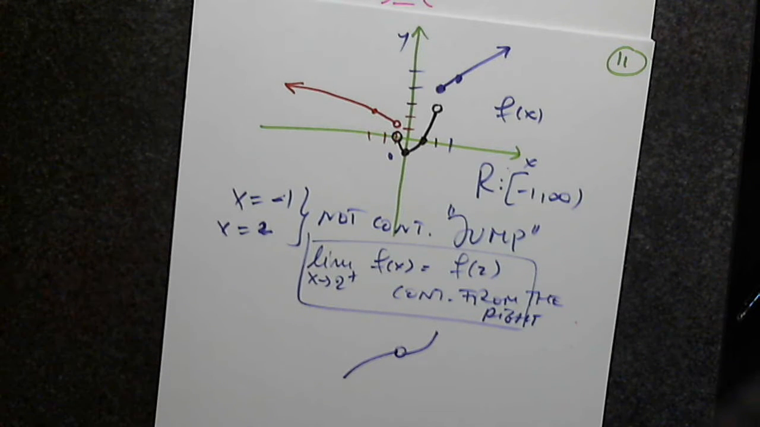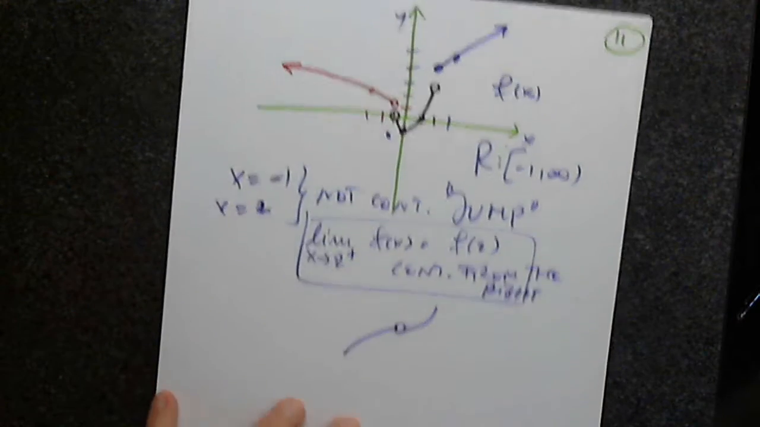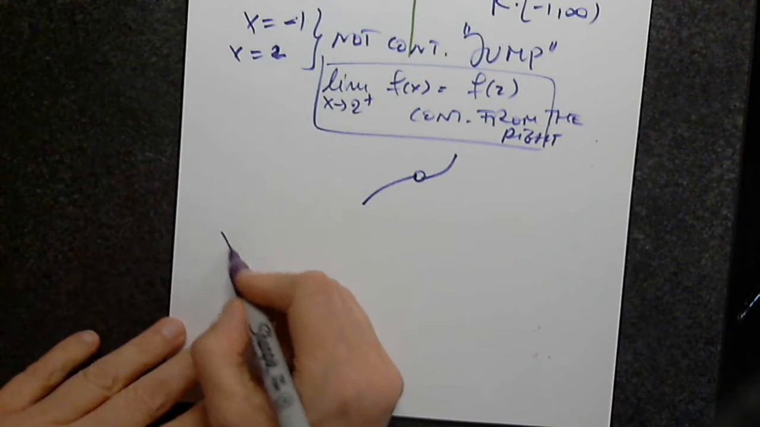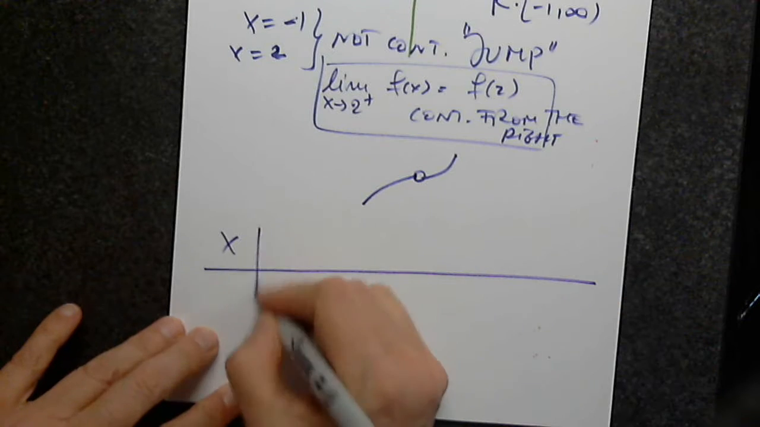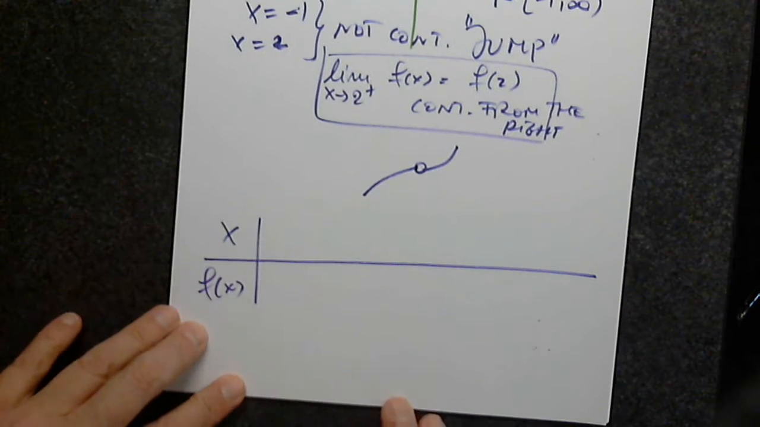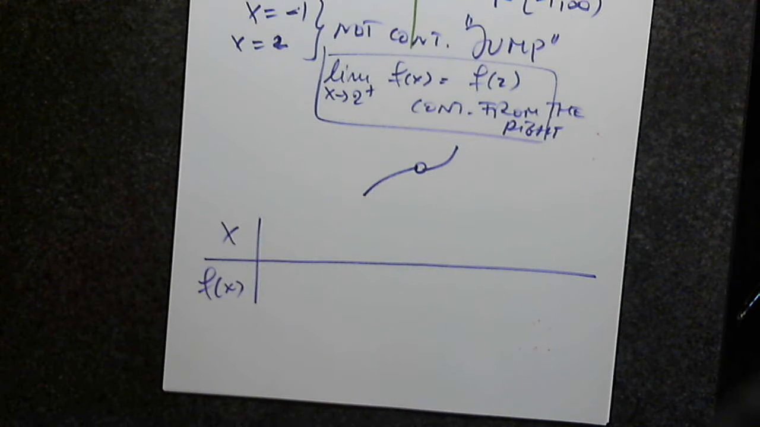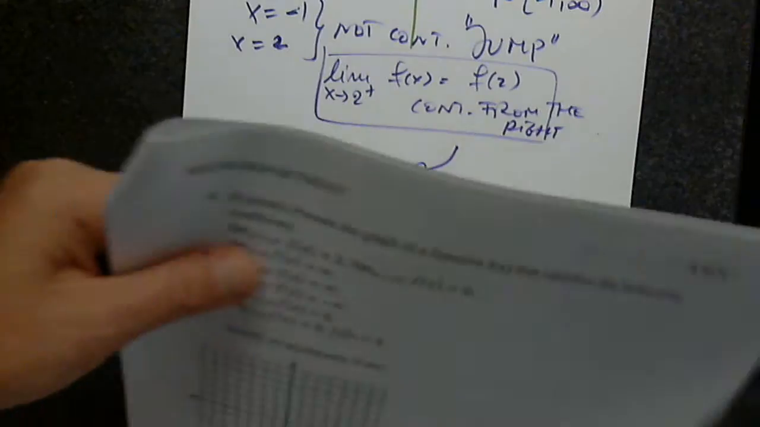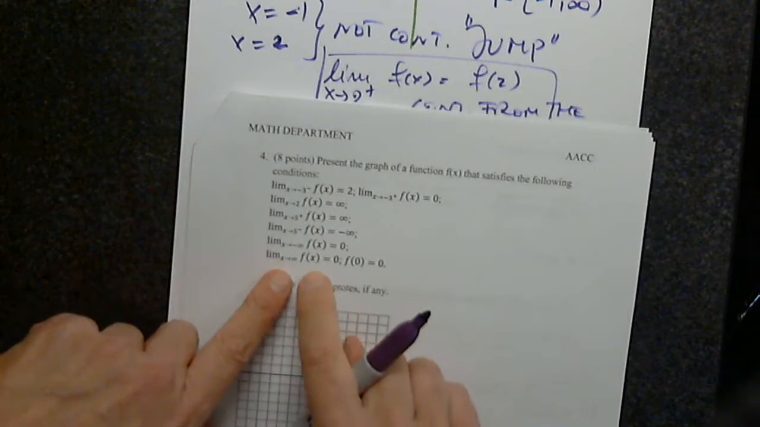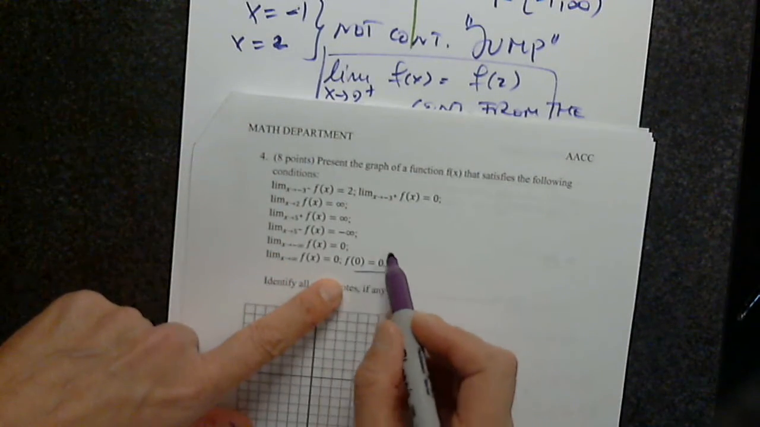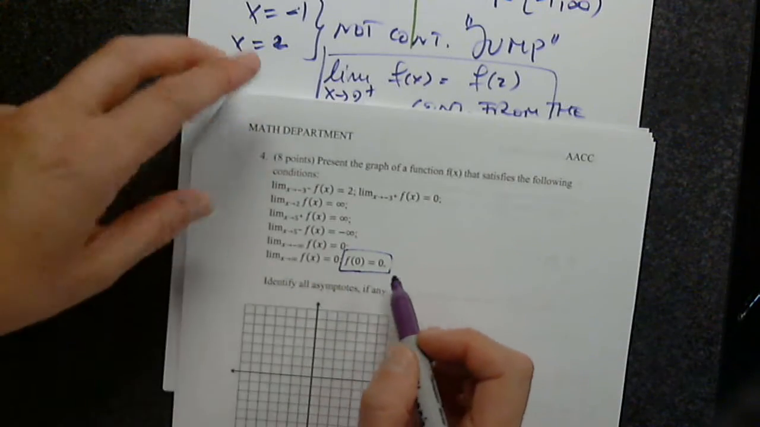Four. Which one? What does four say? Yes. Okay. Please summarize all the information in a table before you decide how to graph the function. So I'm going to read them and put them in. I like to start here with this one. F of 0 is 0.